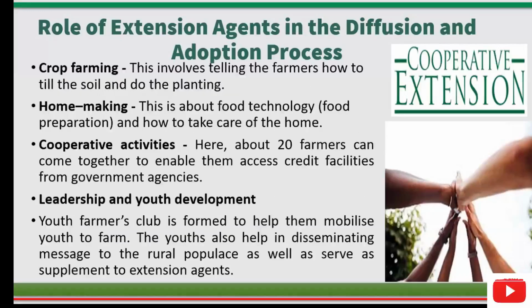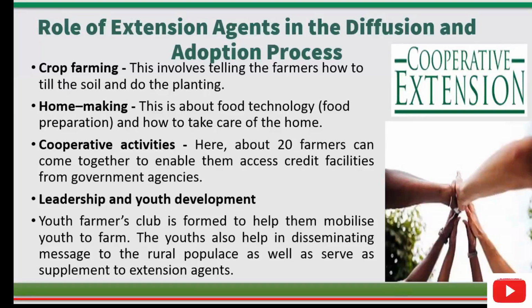Now, crop farming. This involves telling the farmers how to till the soil and do the planting. Extension has a role in homemaking. This is about food technology. They teach them how to take care of their homes and their food to improve their nutrition, because it's only a healthy person that can farm. It's only a healthy person that can do a cooperative. It's only a healthy person that can go out to work.